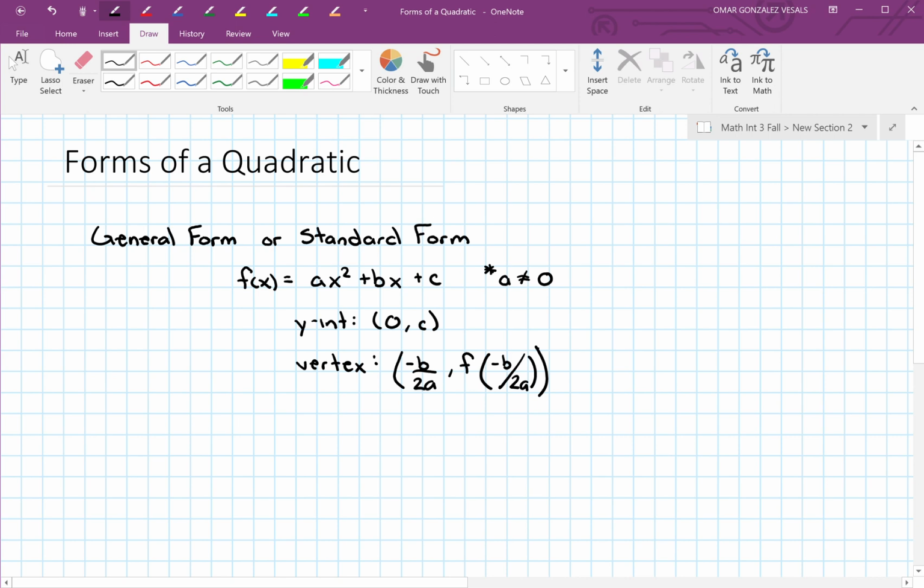Now you guys talked about the axis of symmetry. How would I find the axis of symmetry? If this was the axis of symmetry, what would x be equal to? Oh, the x-coordinate, negative b over 2a, right? Negative b over 2a.